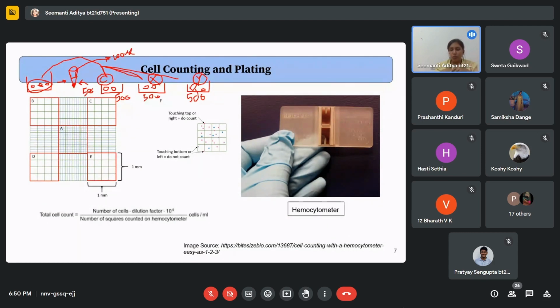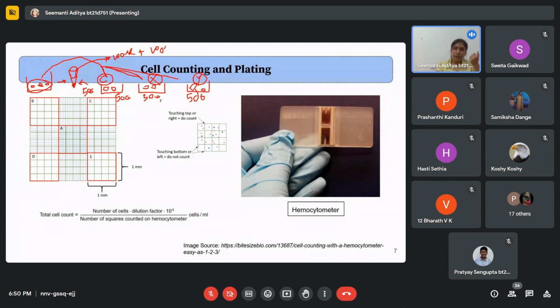We have to count how many live cells are there in our cell suspension before plating it. When we are plating, we have to plate depending upon the number of live cells present. So once we get the pellet after trypsinizing the dish, we resuspend the pellet in 500 microliter of media or buffer. Out of this, we take 100 microliter out and put 100 microliter of trypan blue.